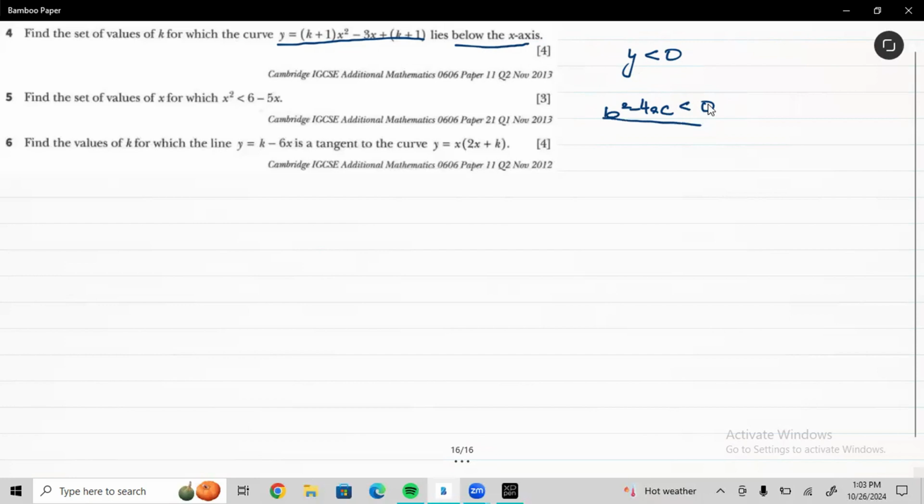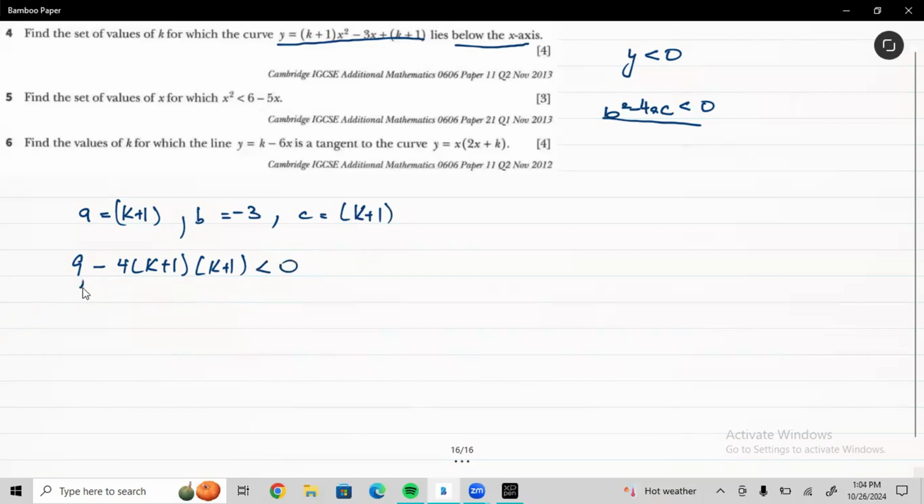So what's going to happen here? We take this up: a is equal to k plus 1, b is equal to -3, and c is equal to, again, k plus 1. So substitute this into b squared minus 4ac. It's going to be 9 minus 4 multiplied by a, which is k plus 1, multiplied by c, which is k plus 1 again. Simplify this, and we're going to say this is lesser than 0.